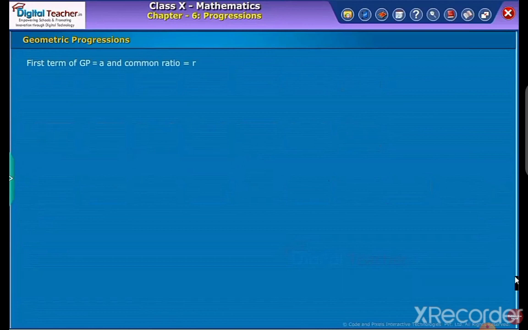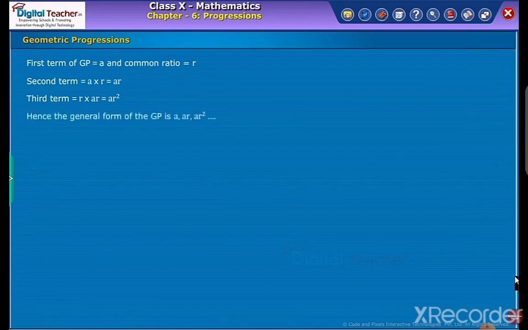Now, let us consider the first term of a GP as a and the common ratio r. Then to get the second term, according to the rule of geometric progression, multiply the first term by the common ratio r. Then we obtain the second term as ar. Similarly, to obtain the third term, multiply r with the second term ar, then we obtain ar squared. Hence, the general form of the GP is as shown.